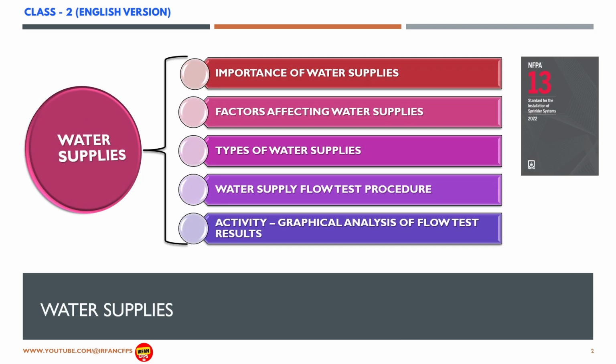Number 1, importance of water supplies. Number 2, factors affecting water supplies. Number 3, types of water supplies. Number 4, water supply flow test procedure or hydrant flow testing procedure. Number 5, plotting sample flow test data on hydraulic graph manually and using a software.